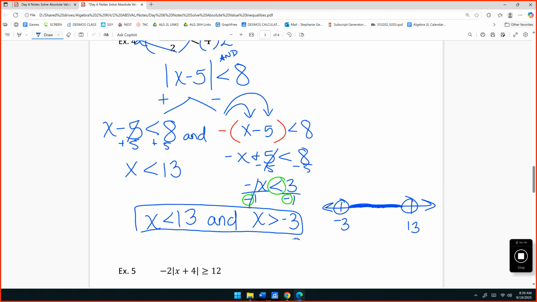And then as far as our solution in interval notation, it'd be parentheses because it's open circles, right? -3, and then that interval ends at 13, but we don't include 13. So it's a parentheses. Or our set builder notation, what are we, back to x? Okay. The set of all x such that -3 is less than x is less than 13.